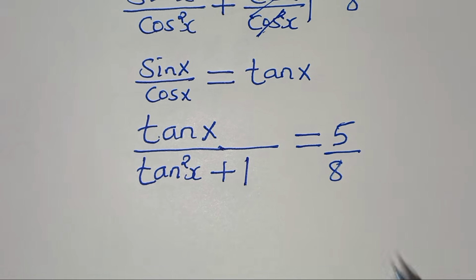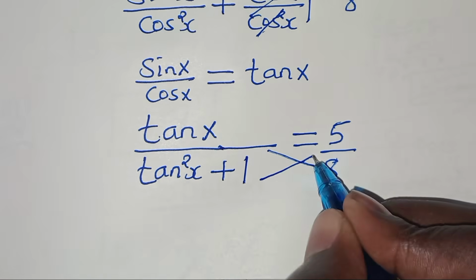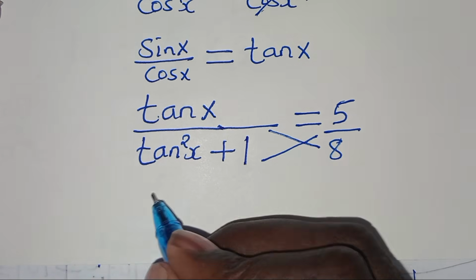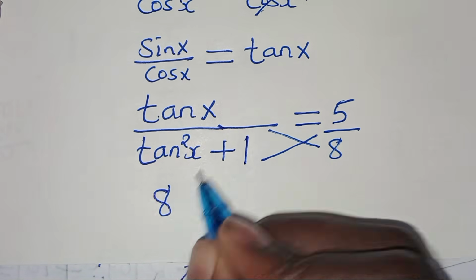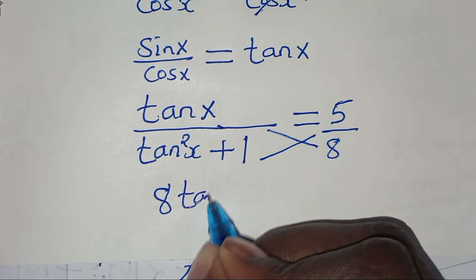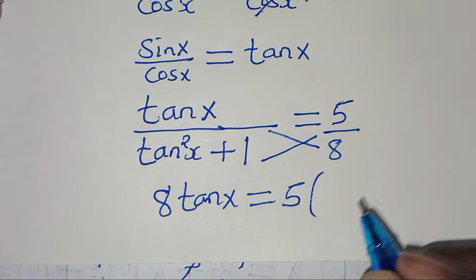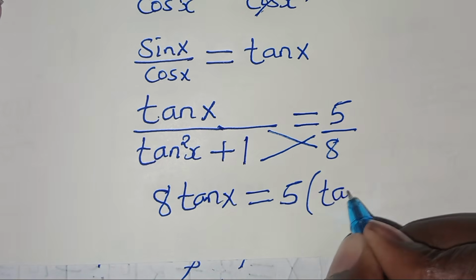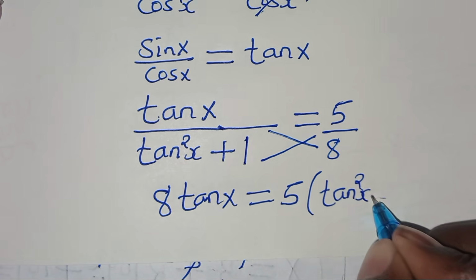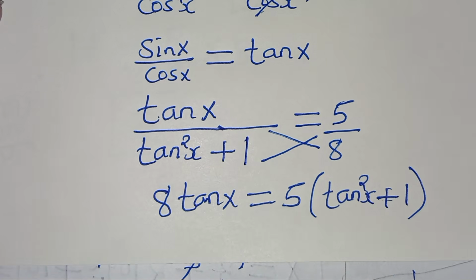Now, the next step is to cross multiply from here. Let's cross multiply so that we have 8 multiplying by tan x equal to 5 multiplying by (tan squared x plus 1).